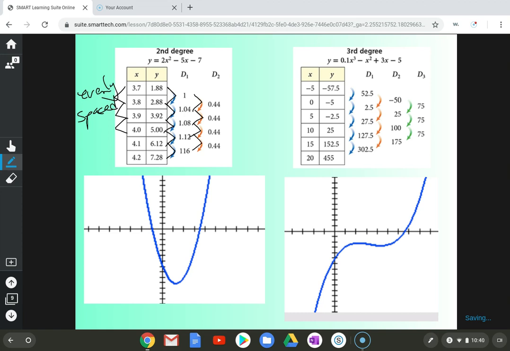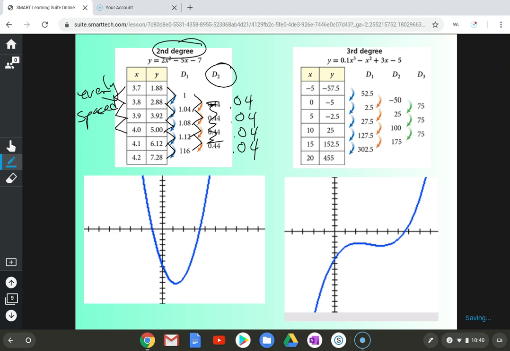And if the differences of the differences are the same, so 1.04 minus 1 should be 0.04. This is wrong. Let's clean these up. Should be 0.04. 1.08 minus 1.04, 0.04. This one, 0.04, 0.04. As long as these are all the same, then it's a second degree polynomial. Second degree, which would make it, of course, quadratic.